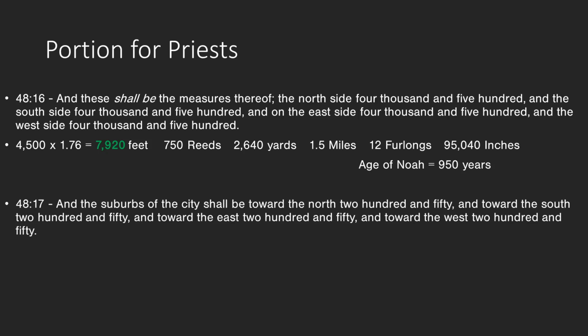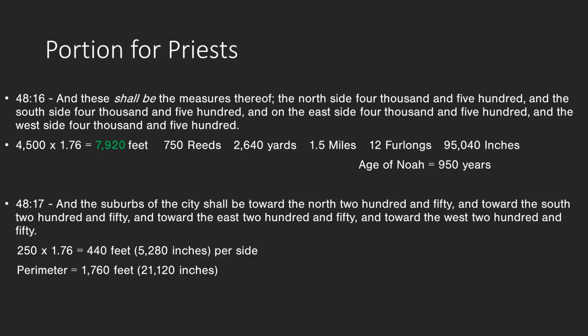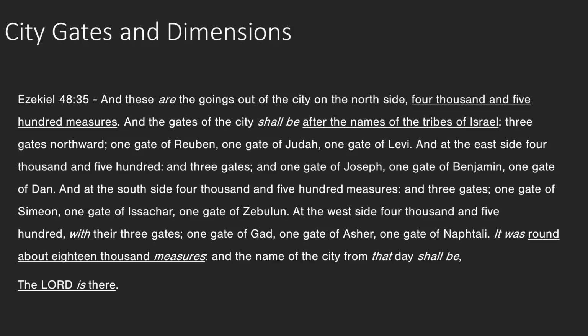And the suburbs of the city shall be toward the north, 250, and toward the south, 250, and toward the east, 250, and toward the west, 250. That gives us 5,280 inches on each side, and a perimeter of 21,120 inches. There's a common saying that you save the best for last, and this is how the book of Ezekiel ends.